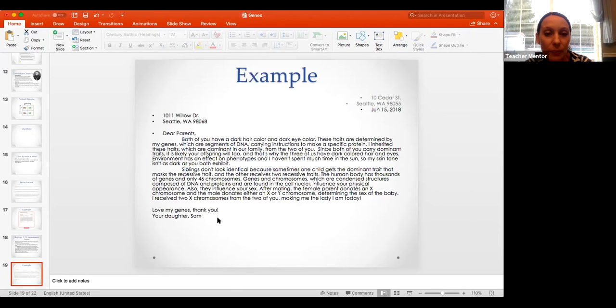Your daughter, Sam. Okay, so in there, let's go over, did they hit the points of the assignment? They did. They talked about dark hair color and dark eye color being dominant traits in their family. They defined what genes and DNA are. They even added a little part there about the environment. They went over siblings, how they can be different. And then they talked about the number of chromosomes we have, 23 pairs or 46 total chromosomes.